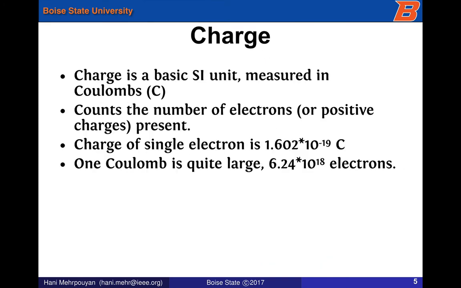So charge is a basic unit, and usually it's measured in coulombs, the SI unit. It basically counts the number of electrons or positive charges, which are protons, that are present. The charge of a single electron is known, and it's given as 1.602 times 10 to the power negative 19 coulombs. And 1 coulomb is actually a very large amount of charge, which includes 6.24 times 10 to the power 18 electrons.